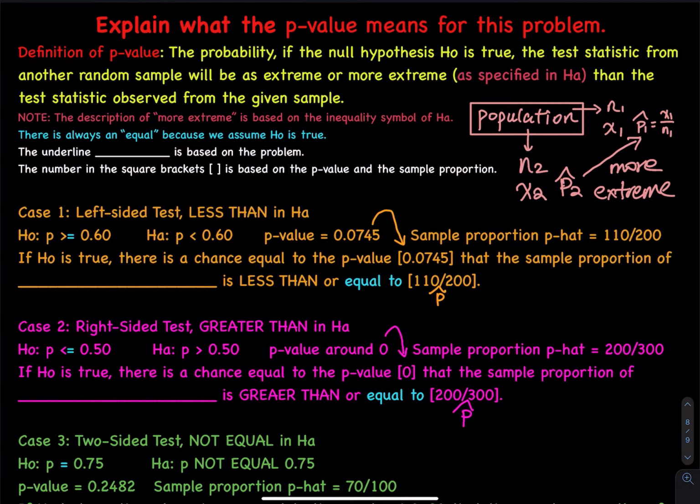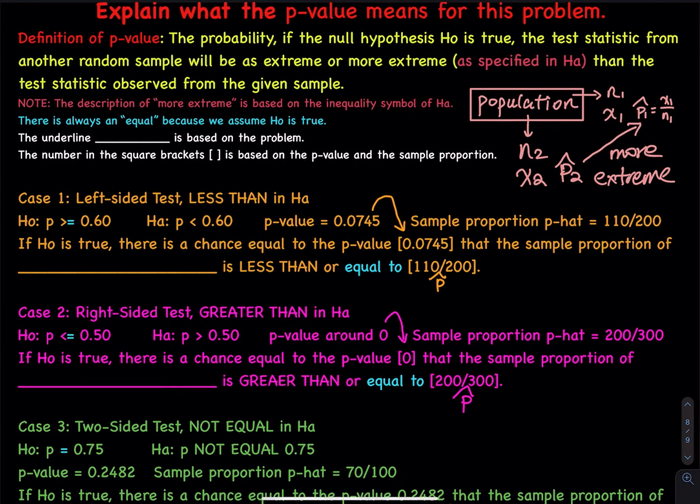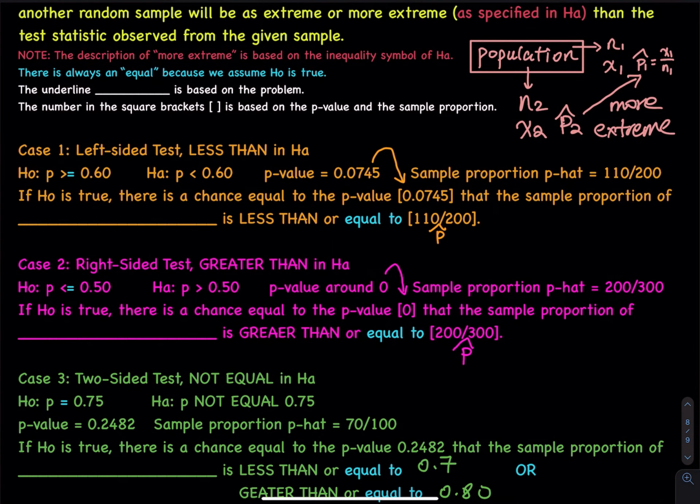So let's take a look at the first case. The first case is a left-sided test. So in a left-sided test, there is a less than symbol in HA. So I have an example for you. H0: p is greater than or equal to 60%, and then HA is the opposite. The opposite of greater than is less than. So this is a left-sided test, and then I gave you a p-value 0.0745, and I also gave you a sample proportion p hat that is 110 out of 200.